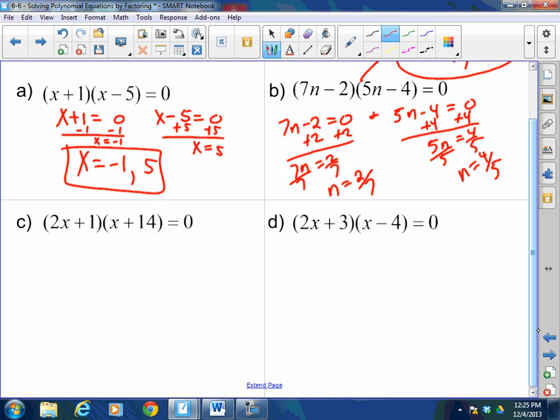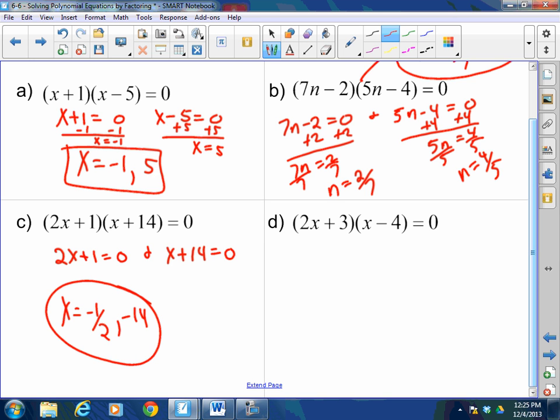Let's continue. What are my solutions here for C? What do I got to do here? How do I solve this? I set each factor equal to 0. Very good. So I got 2x plus 1 equals 0, and x plus 14 equals 0. So in this case, x will equal -1/2, and also -14.